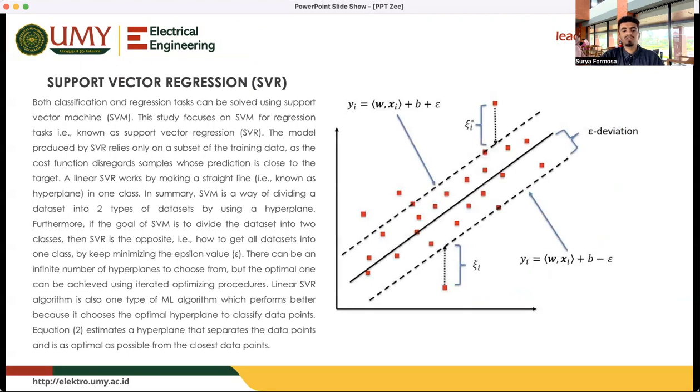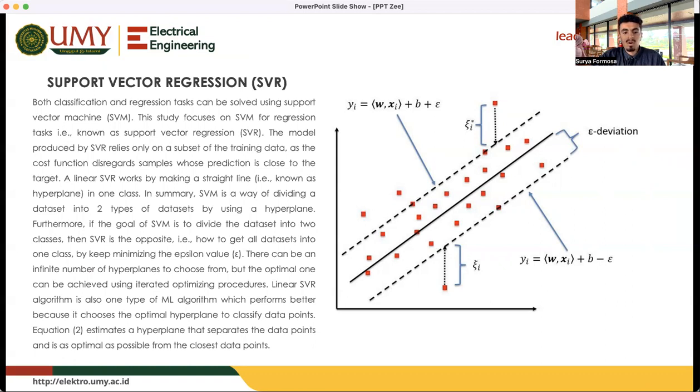And now I will talk about support vector regression. The shortcut is SVR. Both classification and regression tasks can be solved using support vector machine. This study focused on SVM for regression tasks. Known as support vector regression, the model produced by SVR relies on only a subset of the training data, as the cost function ignores samples whose prediction is close to the target.